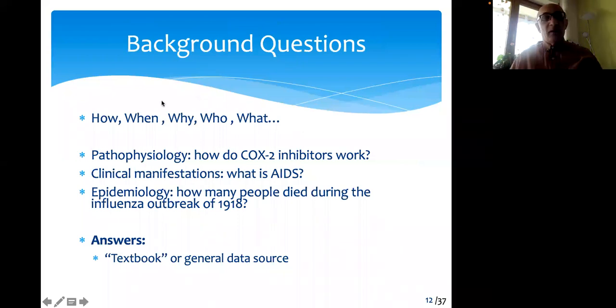And again, a reminder, the background questions are about how, when, why, what, and the pathophysiology or clinical manifestations. It is about the epidemiology, pathophysiology, clinical manifestations, the background information in clinical practice. And the answers you may find in textbooks or in outdated old articles, publications may give you also some background information.